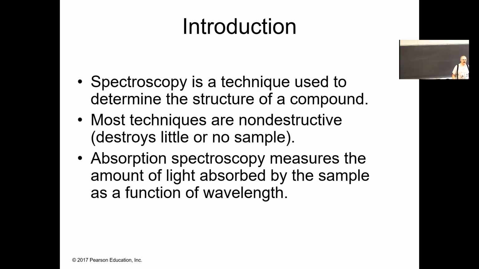Spectroscopy is a technique that's used to determine the structure of a compound. There's many different types of spectroscopy. We're going to look mainly at infrared and also mass spectrometry in this chapter. Most techniques are non-destructive. They destroy little or no sample, and they involve absorption. Absorption spectroscopy measures the amount of light, or more broadly, electromagnetic radiation, absorbed by the sample as a function of wavelength.